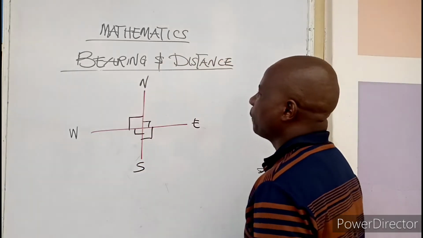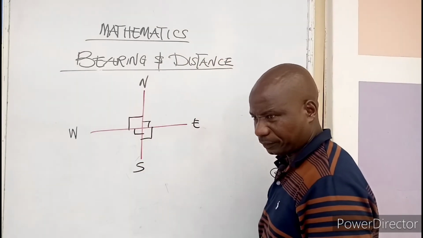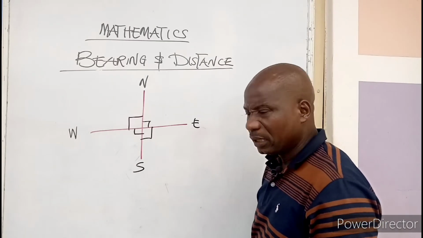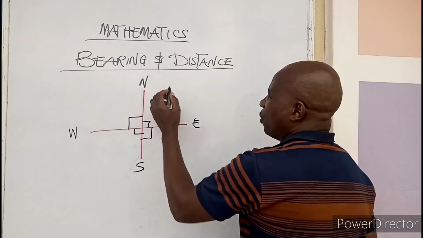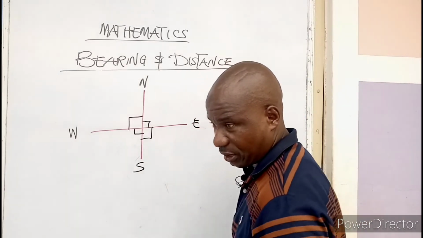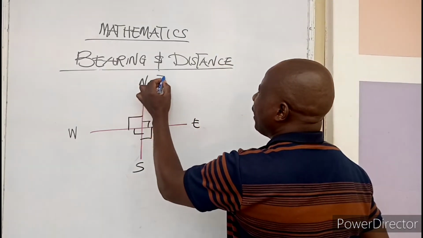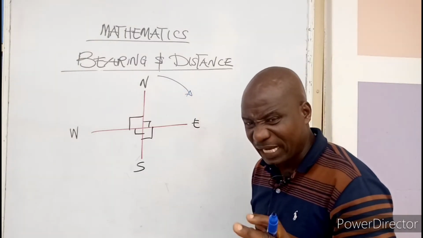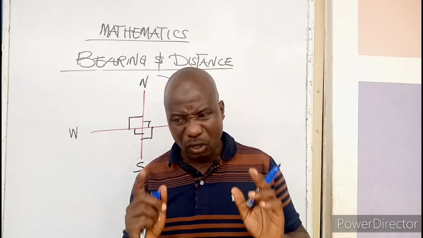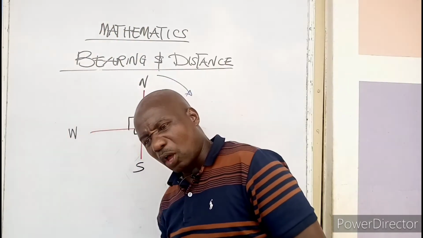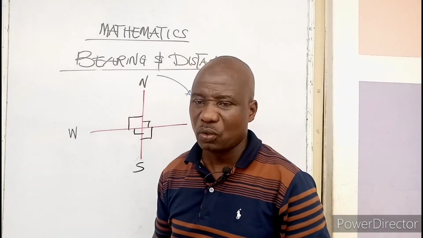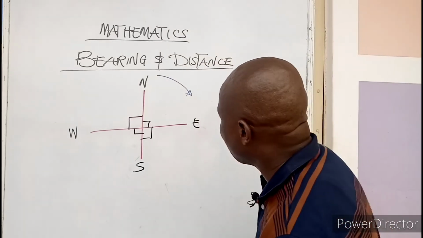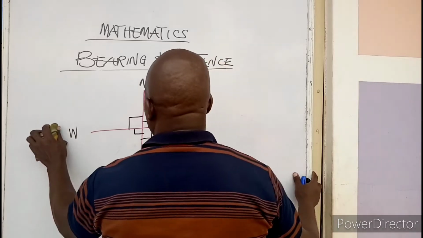Another thing is when you are starting your bearing, if it is not engineering bearing, we normally start from where? We start from north, and we move in clockwise direction. Take notice of what I said. We start from north and we move in a clockwise direction, except you are otherwise told. That is how we move. Now, let me give you a very small example.